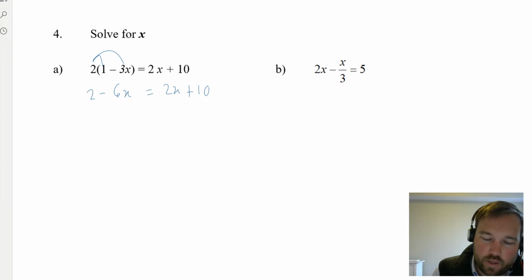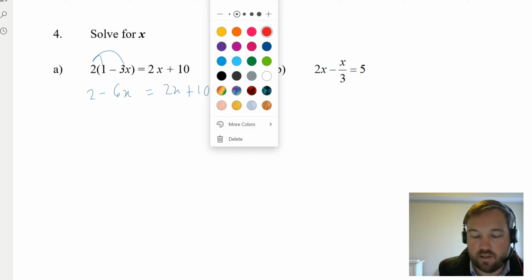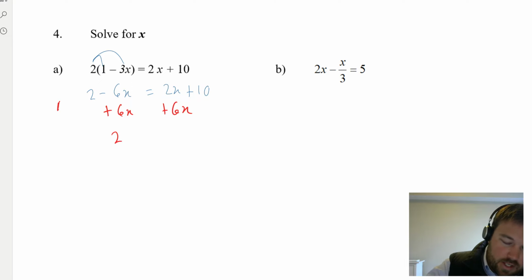Now, it doesn't really matter which side it is. By convention, we go to the right. No, by convention, we go to the left, this side here. But what I'm going to do is add 6x to both sides. The reason I'm doing it is because that keeps everything in positive numbers, and positive numbers are just easier to work with. 2 equals 8x plus 10.